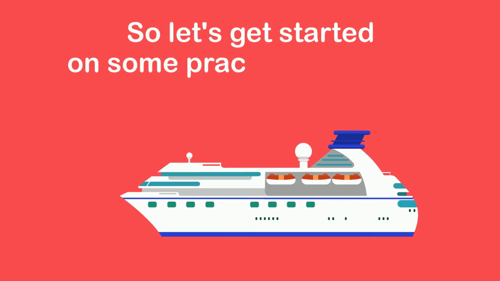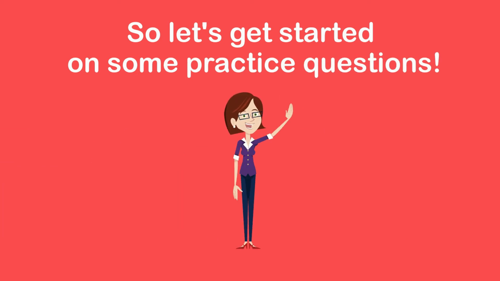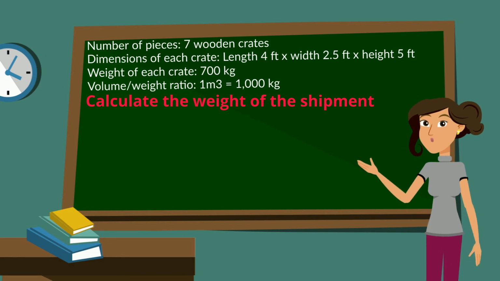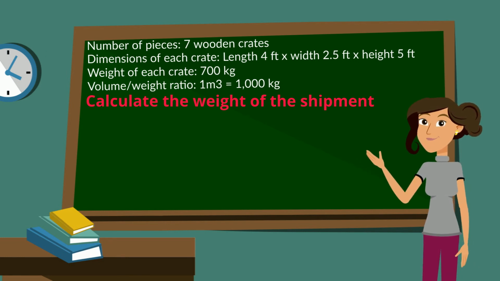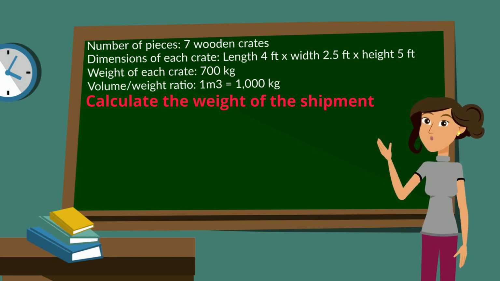Let's get started on some practice questions. So let's figure out our actual weight. So step one, how many pieces are there and what's the weight of each piece? We're going to multiply the number of pieces in the shipment by the weight of each piece.